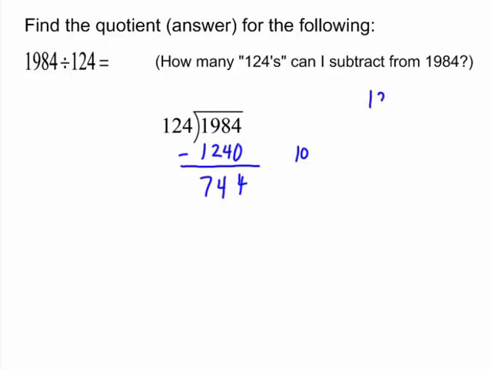Now, I'm just going to come over here on the side and do some planning out here. If 10 groups is 1,240, if I half my 10 groups to 5, I would half my 1,240, and I would have 620 left over. So if I look over here at this 744, I could still subtract 620 from it. So let's do that.